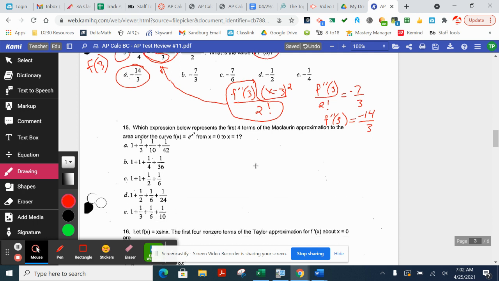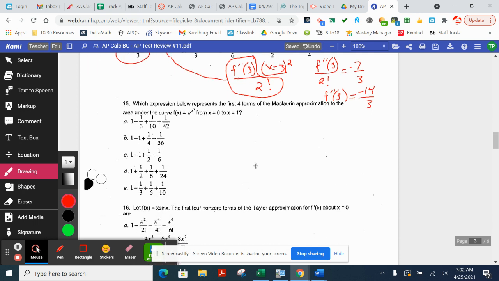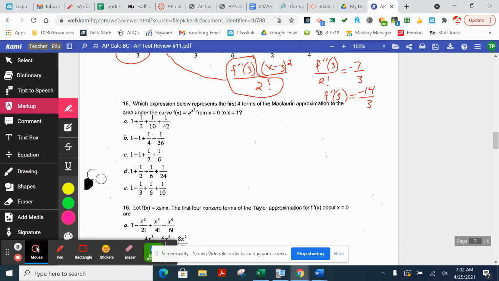15. So it says, which expression below represents the first 4 terms of the Maclaurin approximation to the area underneath f of x equals e to the x squared? This is a non-calculator question, and you may be thinking, how am I supposed to do that if I don't know what this curve looks like? And that's a legit question.